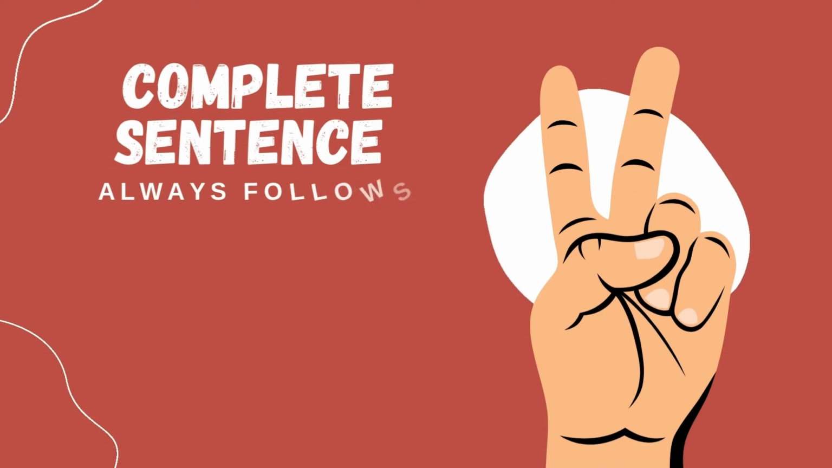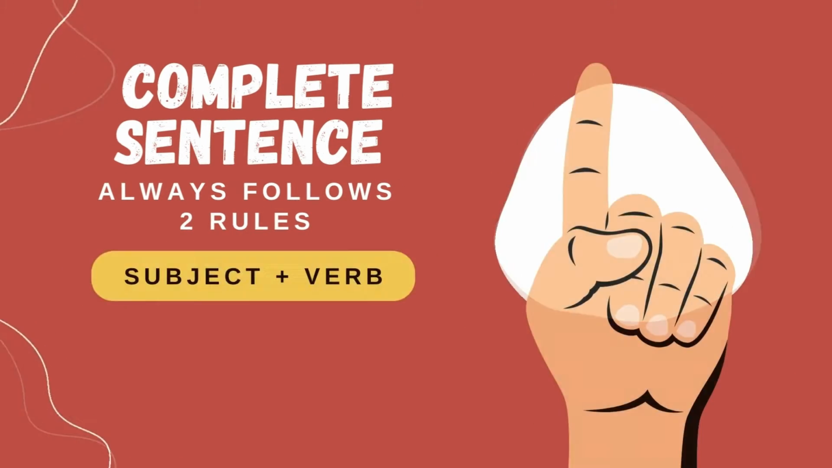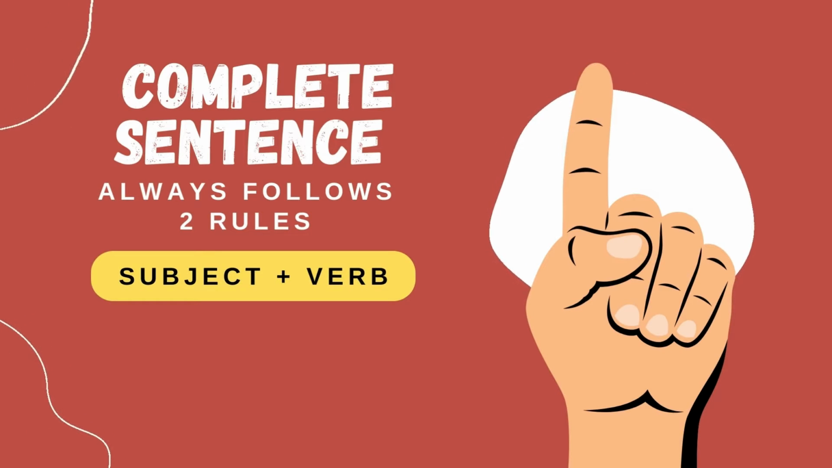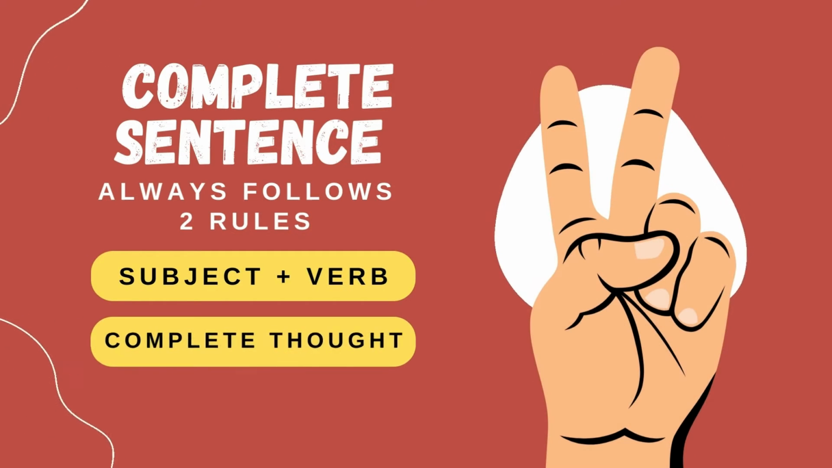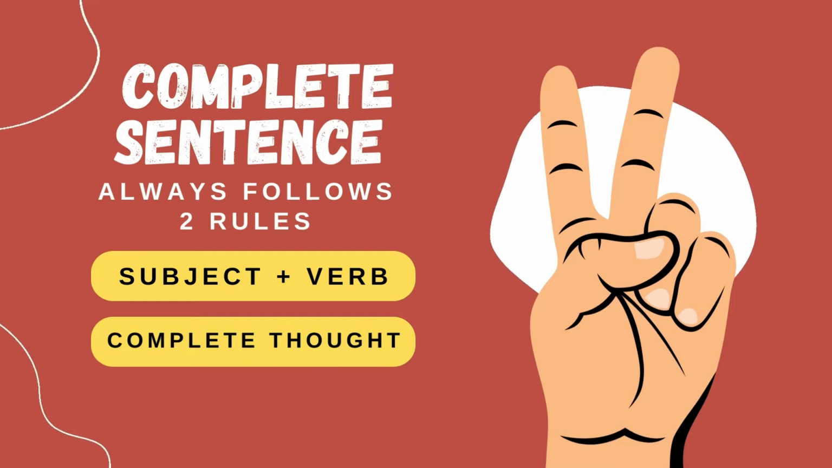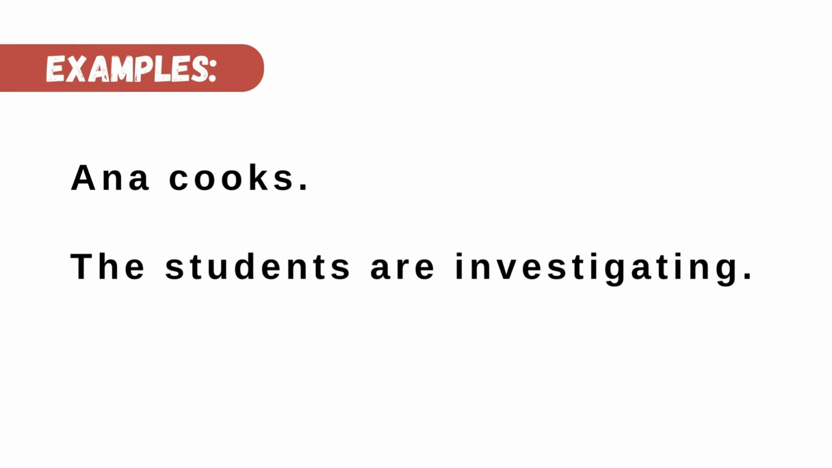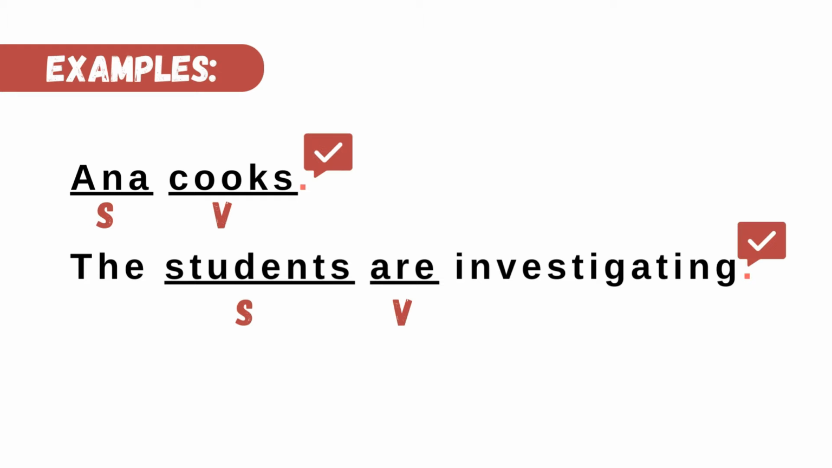A complete sentence always follows two rules. First, it should have a subject and a verb. But not just that, it should also express a complete thought. Let's look at some examples. Anna cooks. The students are investigating. These sentences have a subject and a verb and have a complete thought.